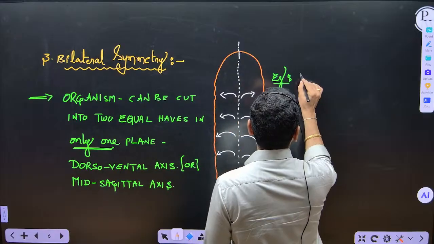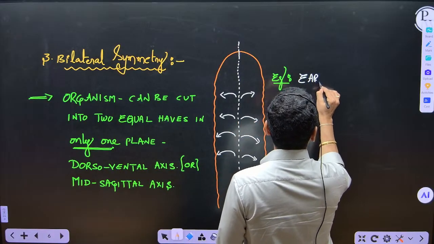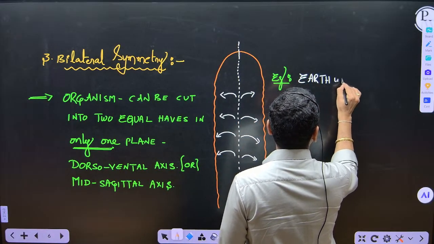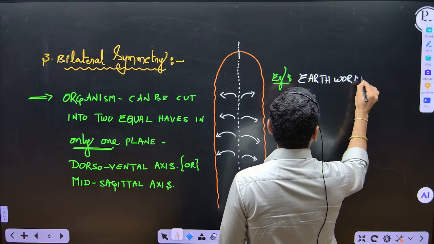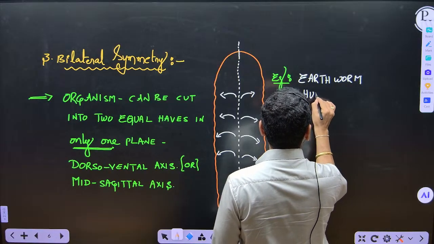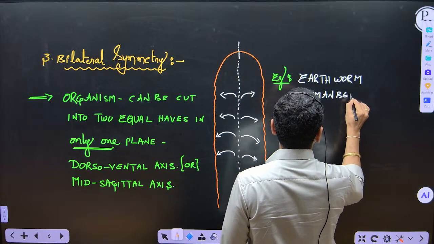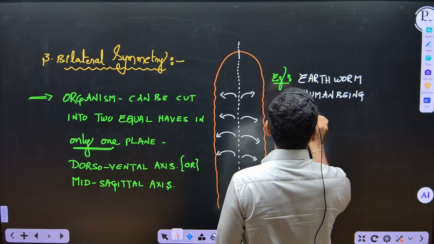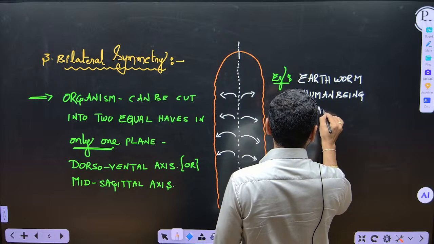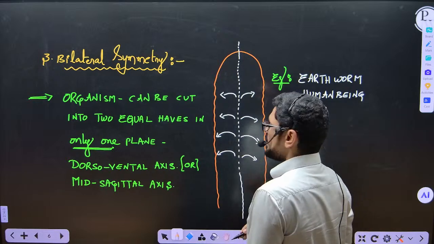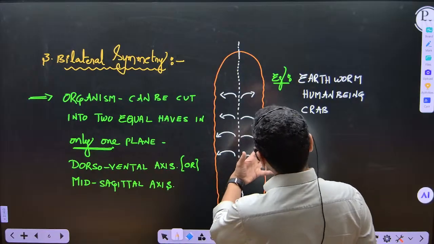For example, you can write earthworm, or you can even write human being. Human being, you can write this example. You can write crab, C-R-A-B, crab also. What is the basic reason? How can you write this example?